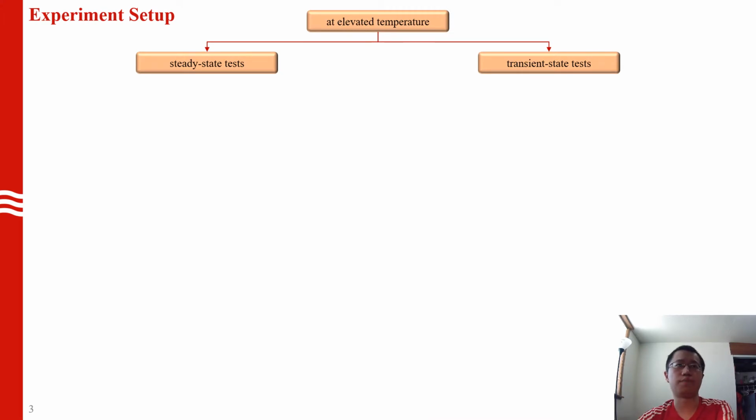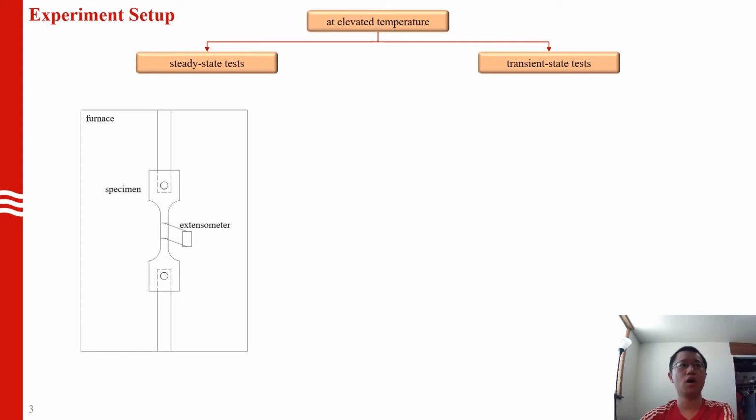For the elevated temperature scenario, we have two different test protocols. One is the steady state test and the other is the transient state test. In this study, we use the steady state test, which can output the stress-strain curve more directly and straightforwardly. Here is a graph to briefly show the fundamental procedures of the test.